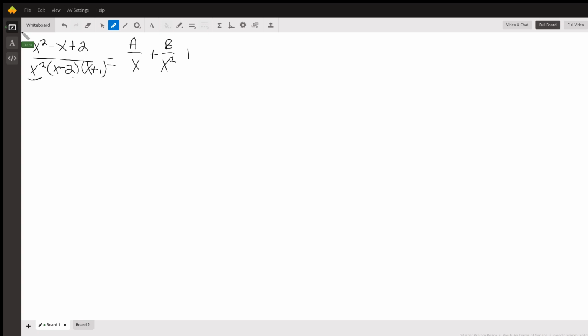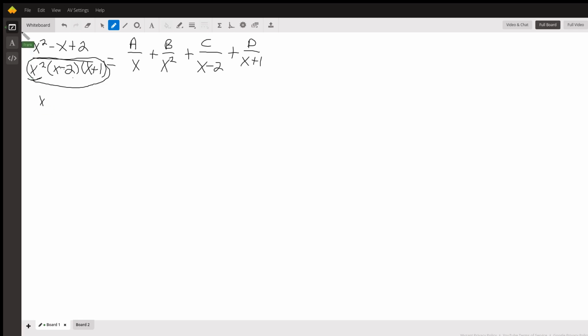And then I get another variable, C. I'll put it over the next term, x minus 2. That's just a linear, plus D over x plus 1. All right. So now the next thing is to multiply by this denominator. Multiply both sides by this denominator. On the left side, it will just cancel.